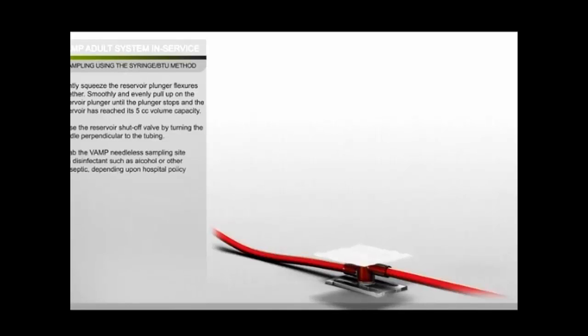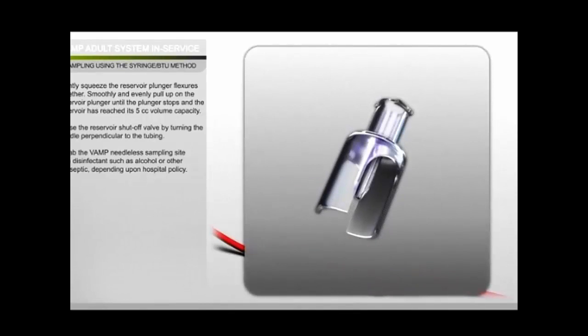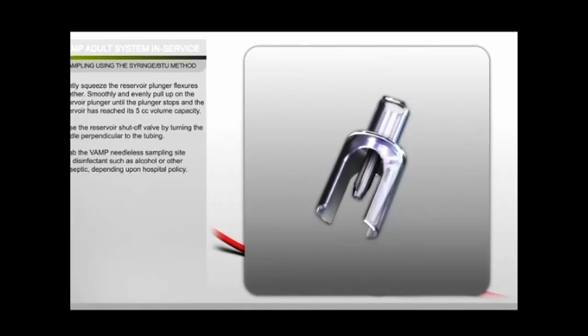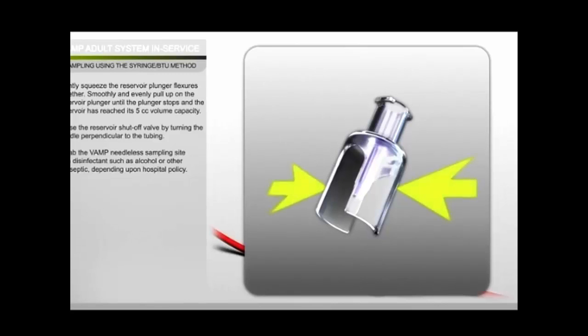Swab the VAMP needleless sampling site with disinfectant, such as alcohol or other antiseptic, depending upon hospital policy. Next, obtain an individually packaged VAMP needleless cannula and luer tip syringe. Alternatively, Edwards does provide syringes with pre-attached cannula for your convenience. Using aseptic technique, peel open the cannula pouch. Pick up the cannula by the protective shield.